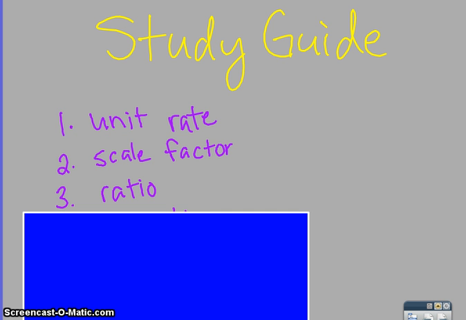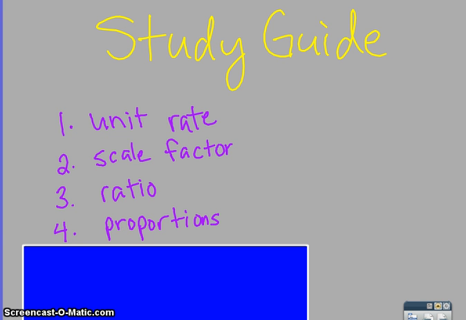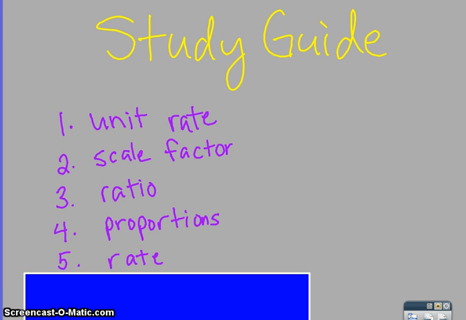Number 4, an equation stating that two ratios or rates are equivalent is called proportions. And number 5, a ratio comparing two quantities with different units is called a rate.